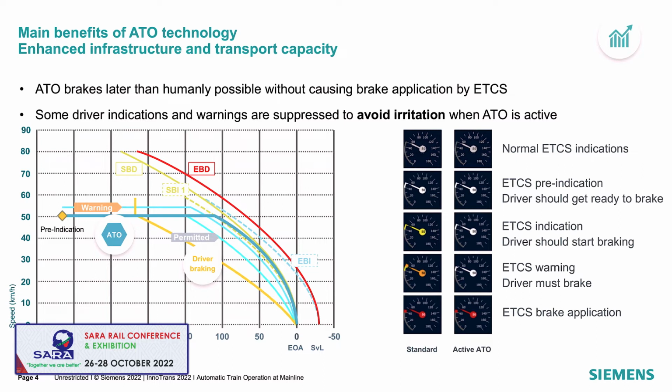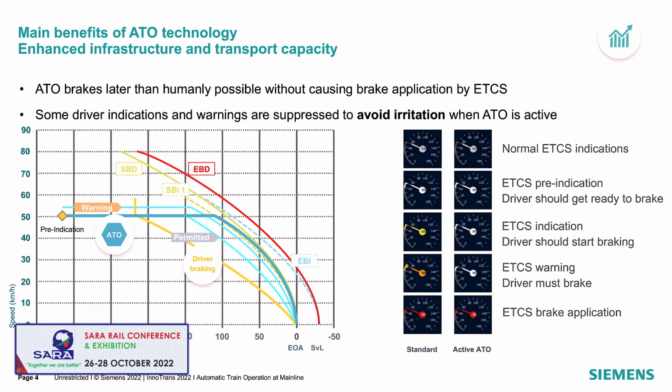For that, we have the ATO line there. The ATO starts to drive directly to the intervention curve of the service brake. So it takes care that the train never runs into a service brake. And that gives capacity.